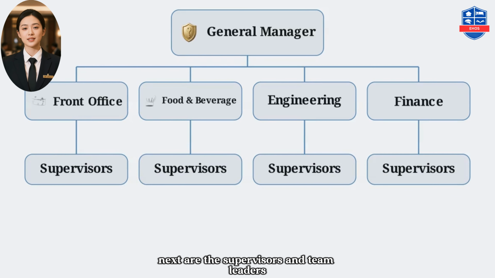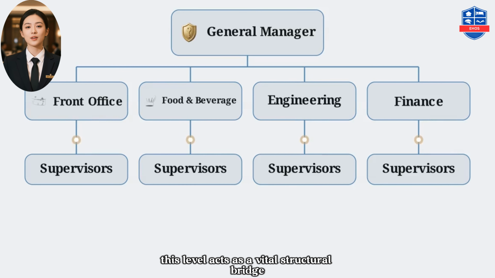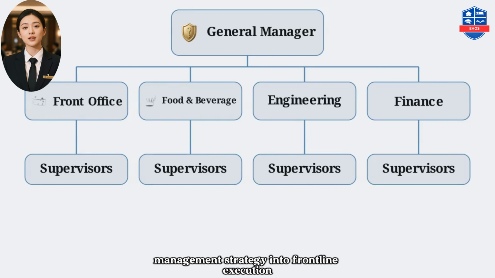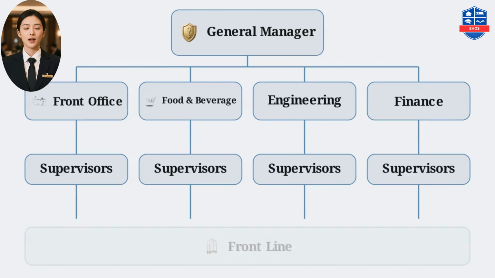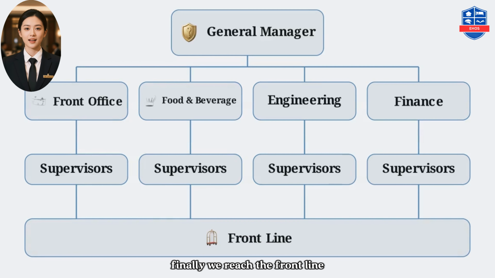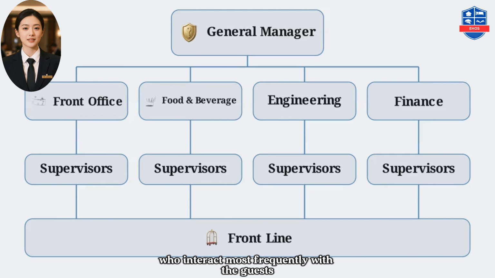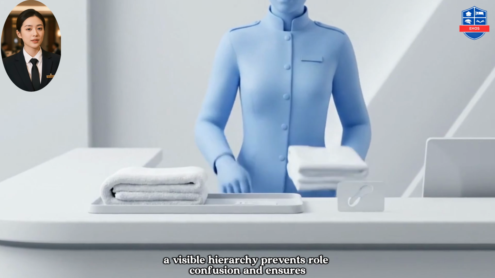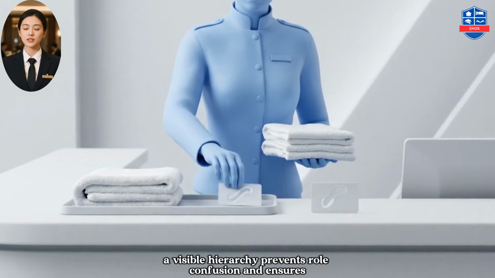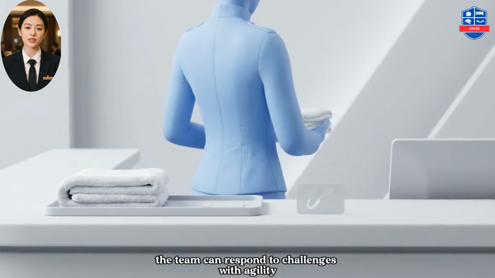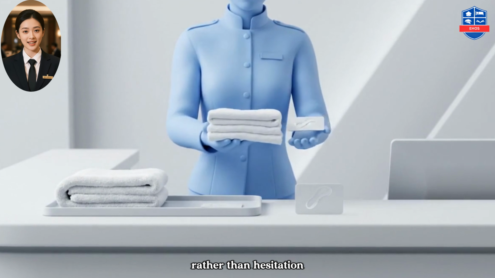Next are the supervisors and team leaders. This level acts as a vital structural bridge that translates management strategy into frontline execution. Finally, we reach the front line, the receptionists, bell staff, and servers who interact most frequently with the guests. A visible hierarchy prevents role confusion and ensures the team can respond to challenges with agility rather than hesitation.